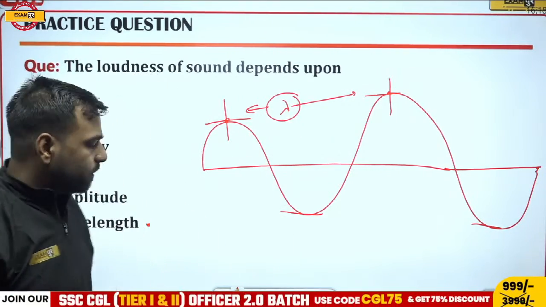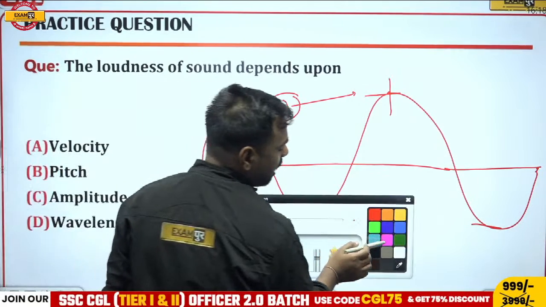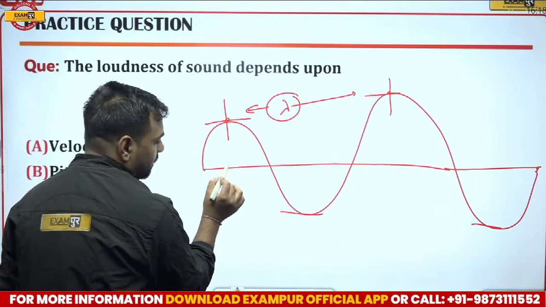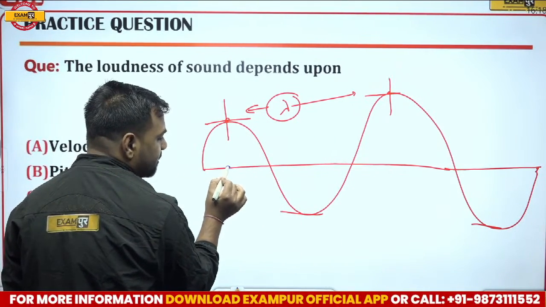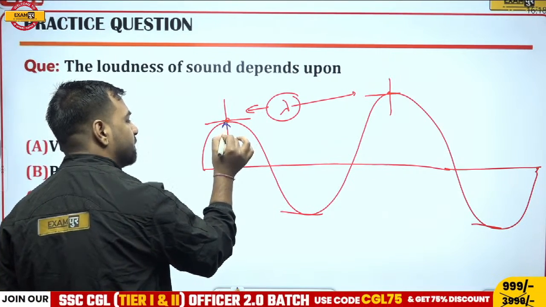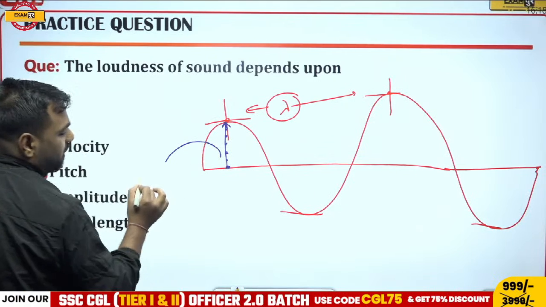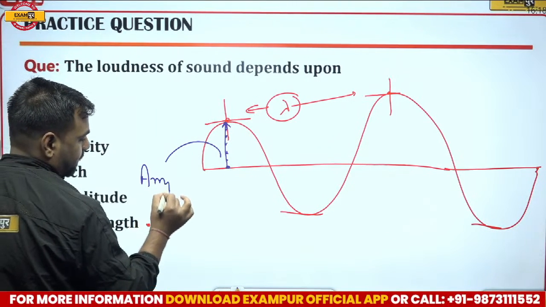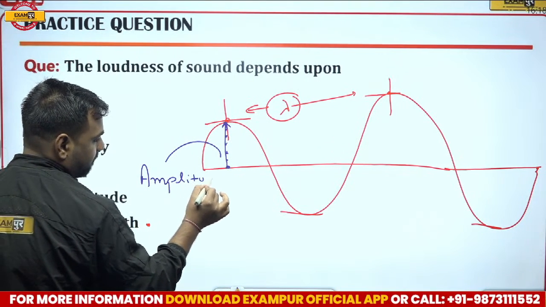Now if someone asks you about the amplitude, how are you going to measure the amplitude? Amplitude means the distance from its mean position to the maximum position, this position. This is actually your amplitude. This is your amplitude.